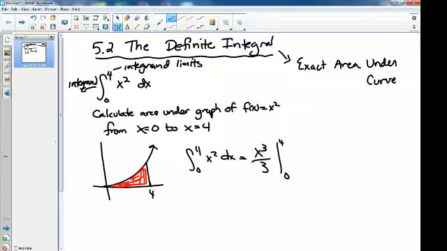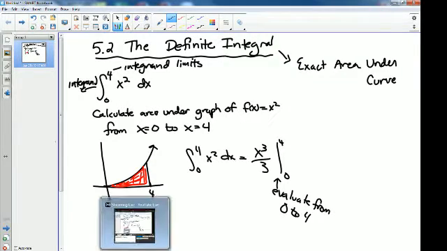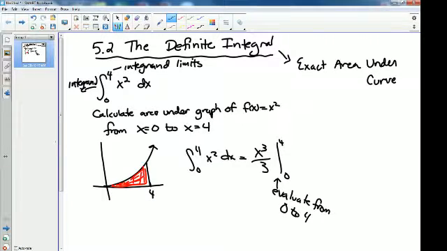The integral is gone now. This says evaluate from 0 to 4. So if you're going from one step to another verbally, x cubed over 3, evaluated from 0 to 4. That's our verbal cue. That's what this bar means. And you should have seen that in derivatives as well. In derivatives, we would write dy dx evaluated at x equals 2. Same idea.